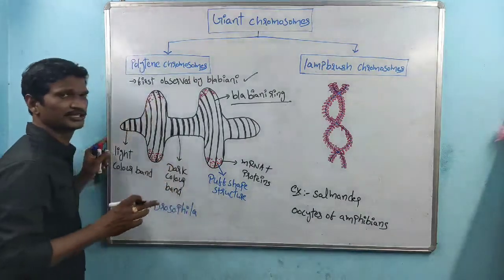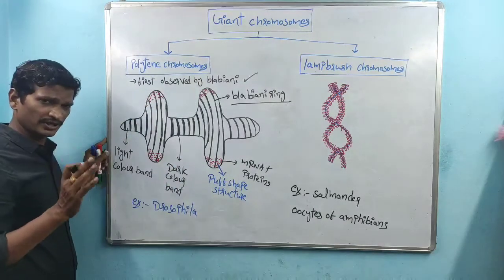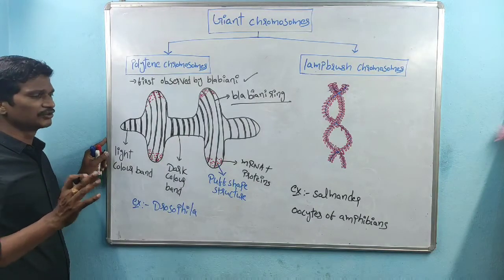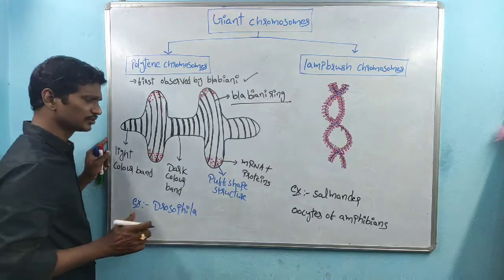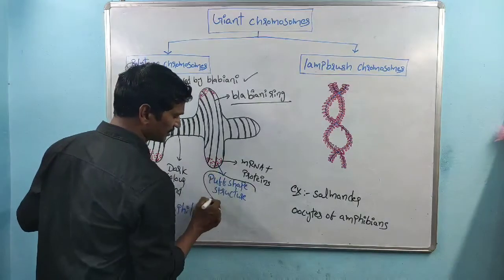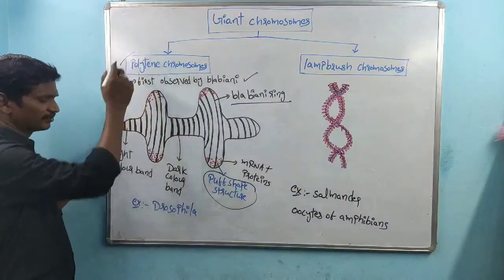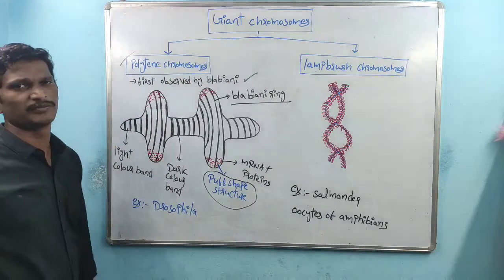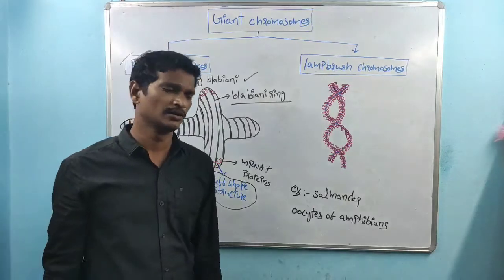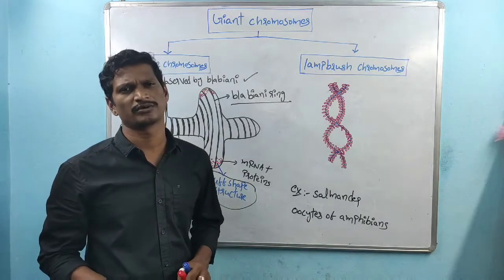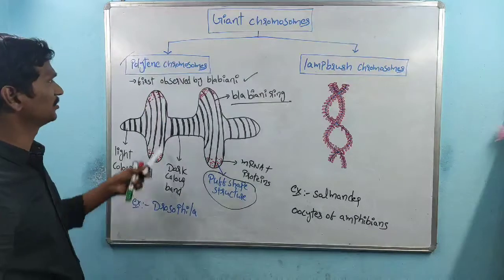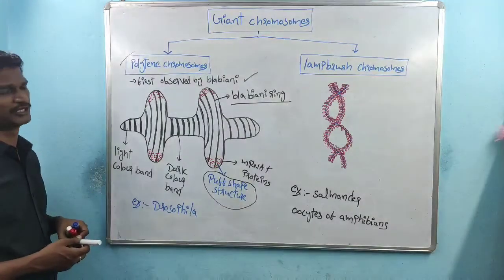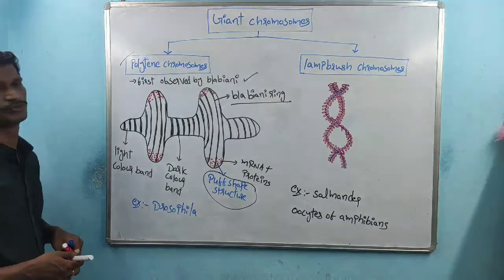Puff-shaped structures are nothing but, at a particular region of the chromosome, mRNA is produced, along with a group of proteins, right? So that is about the puff-shaped structures of the polytene chromosomes. An example of polytene chromosomes is Drosophila melanogaster. We also know the grasshopper, right? An insect having polytene chromosomes.